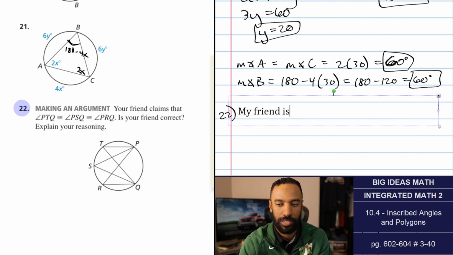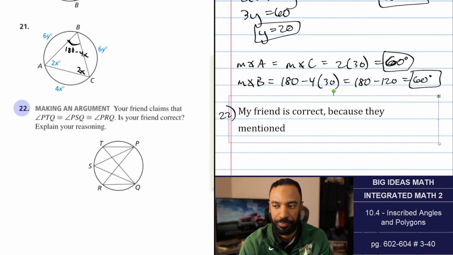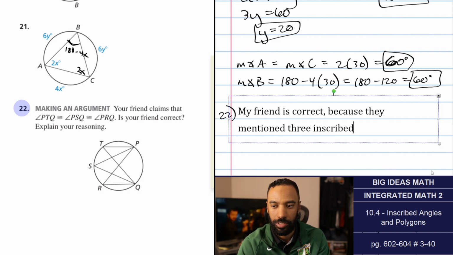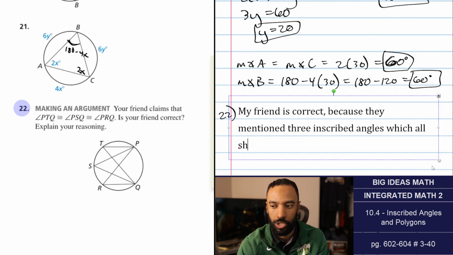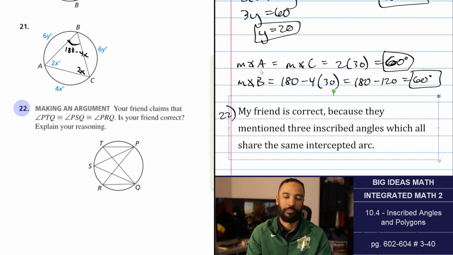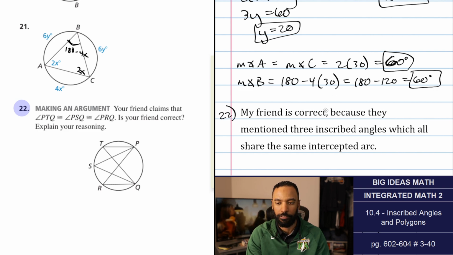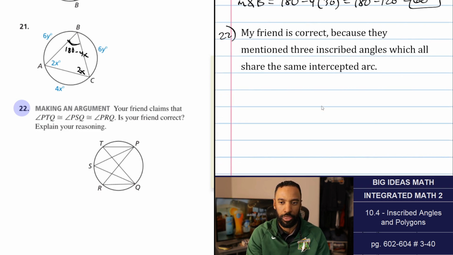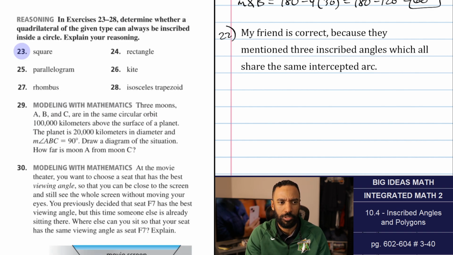My friend is correct because they mentioned 3 inscribed angles which all share the same intercepted arc. There's the theorem. I forget what the name is, and I'm sure an actual official answer key would say yes by the blah, blah, blah theorem. Intercepted arc congruence theorem, or common intercepted arc theorem, or something.